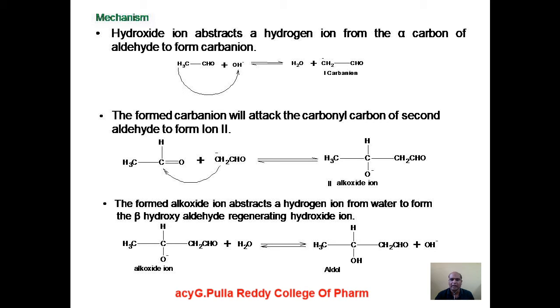So for that, the alkoxide ion that is formed is going to abstract a hydrogen ion from water to form beta hydroxyaldehyde, regenerating the hydroxide ion. So in the third step, the alkoxide ion abstracts a hydrogen ion from the water to generate aldol, and regeneration of hydroxide ion takes place. This regenerated hydroxide ion is again going to react with 1 mole of acetaldehyde to form a carbanion, and continuation of the reaction takes place.